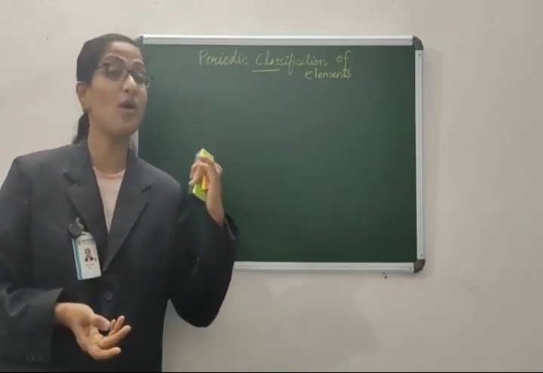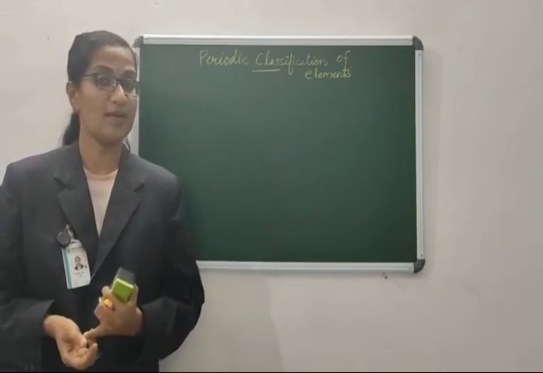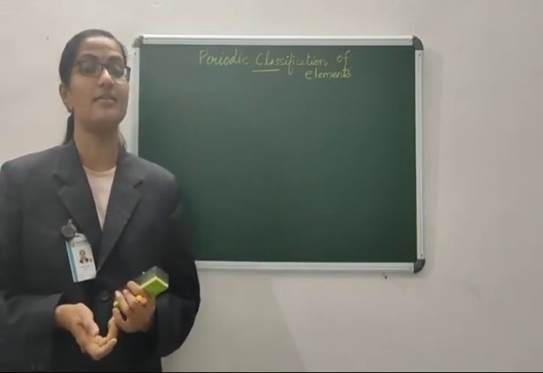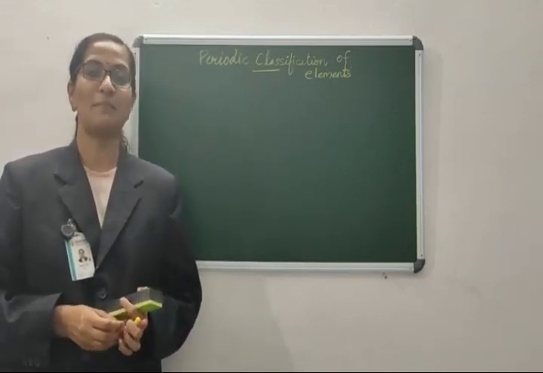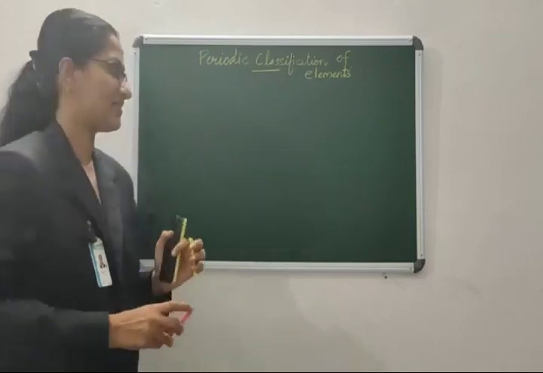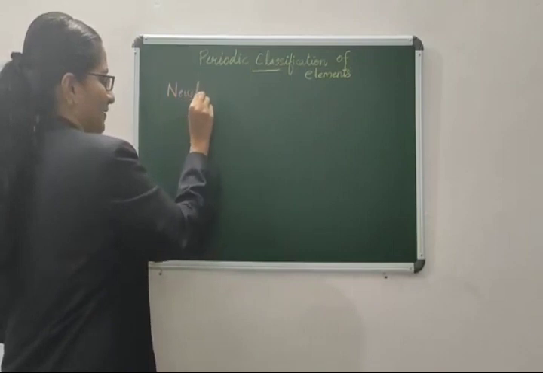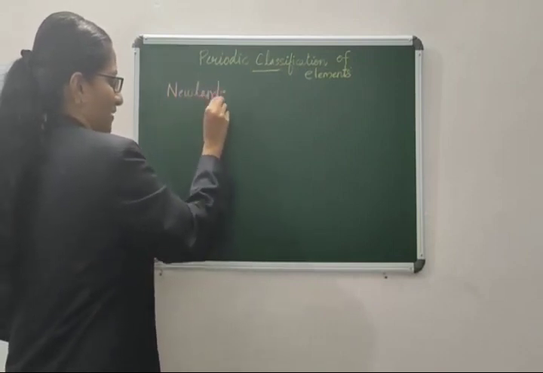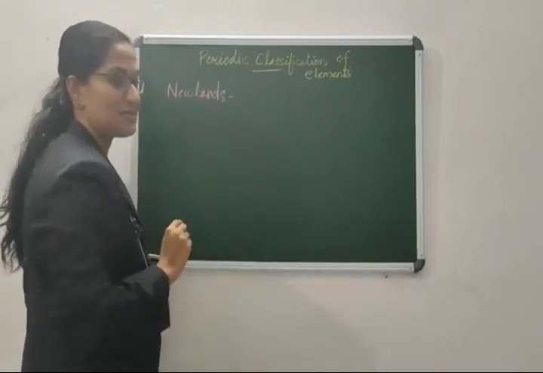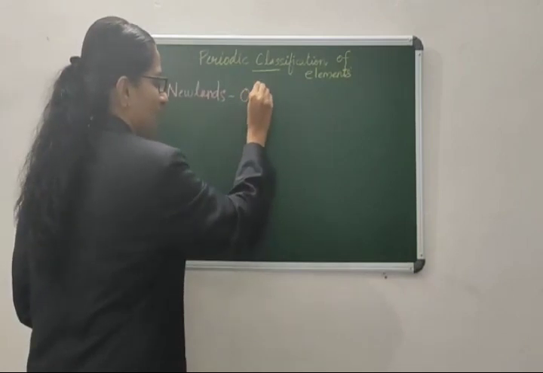In order to overcome Dobereiner's limitations, there is a new scientist whose name is Newlands. The name of the scientist is Newlands. So, the classification is known as Newlands' Octaves.